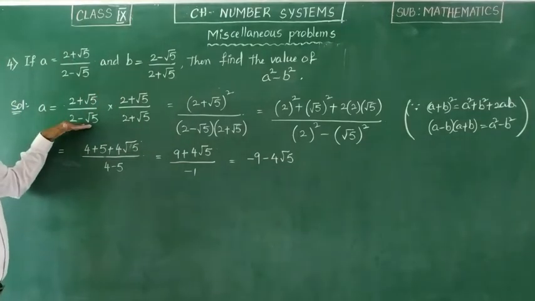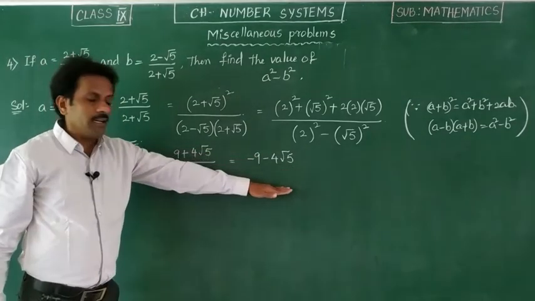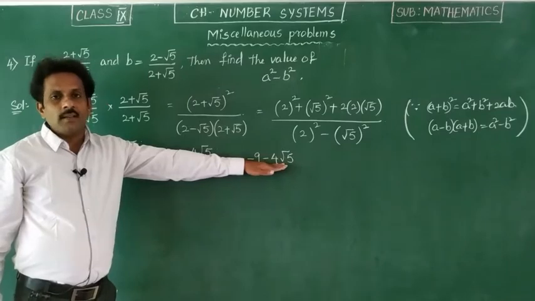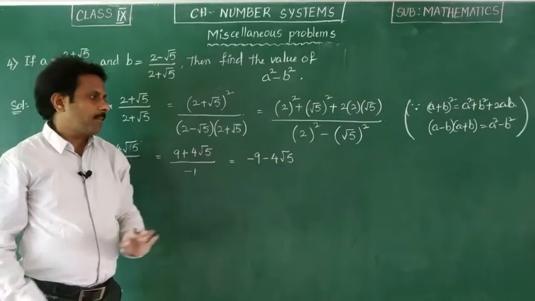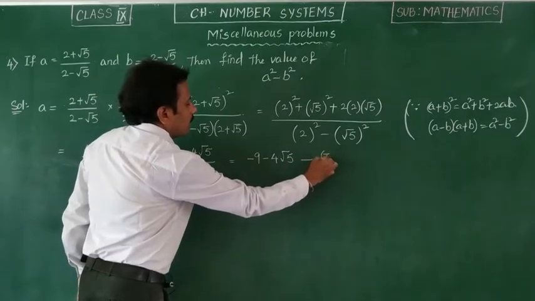Only the thing here, we rationalized the denominator. If you rationalize the denominator, the denominator has become 1, whereas the numerator has become a rational number. Okay, fine. This is the value of a. Let us give a reference number, that is 1.